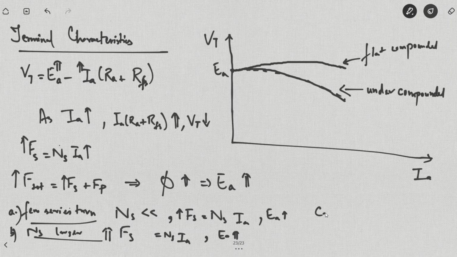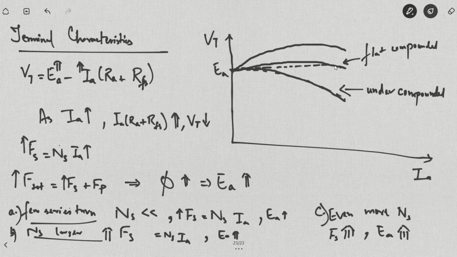Case number C will be for even more Ns. Fs will be much larger, Ea will be much larger. It will have a predominant effect over Ia Rfs, and therefore you see a curve like this in this case. Right? So this is your constant value of Ea. So you can see the flat compounded DC generator has almost a value obtained around Ea.